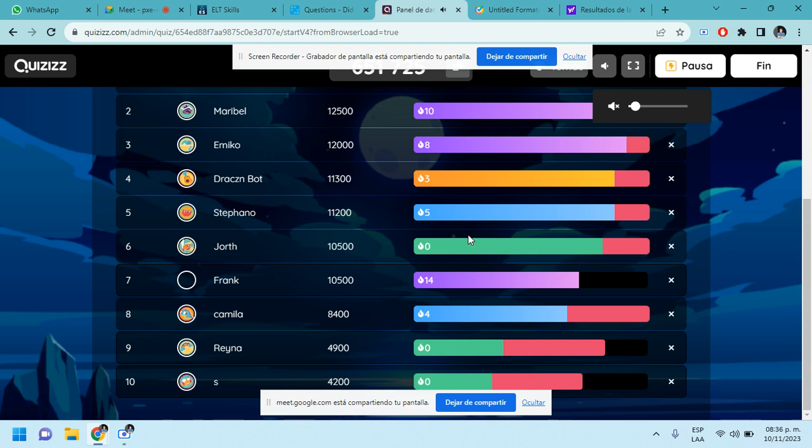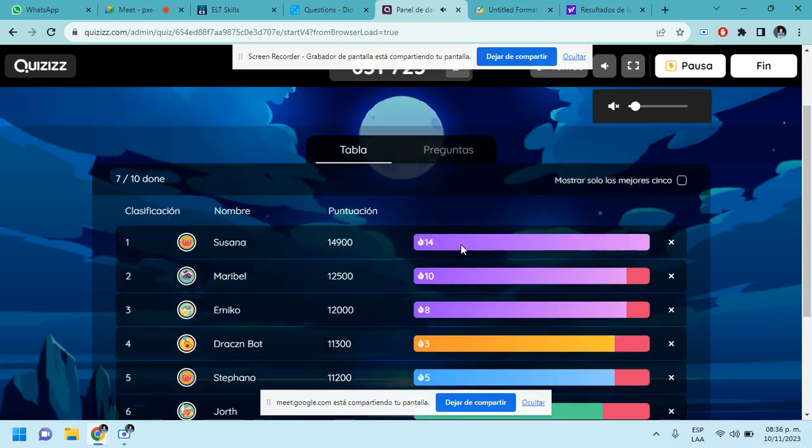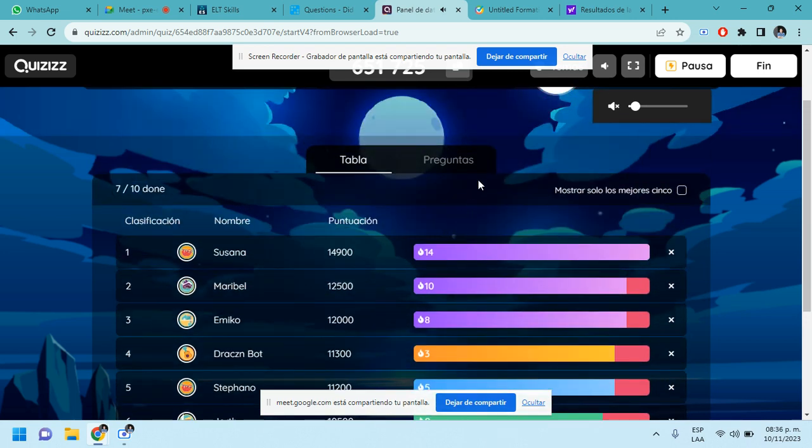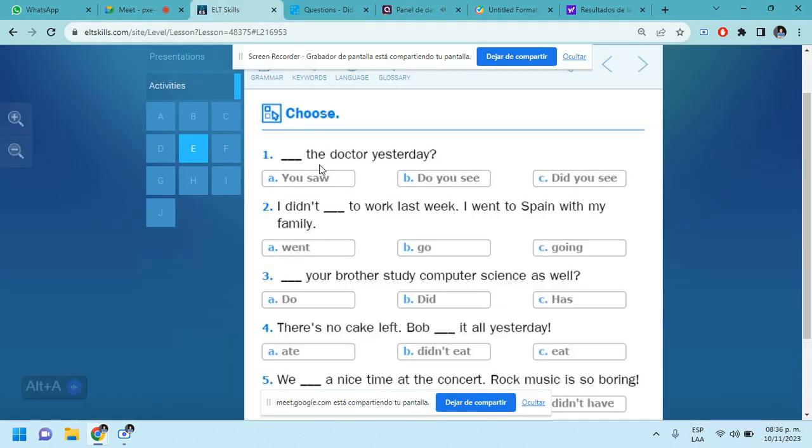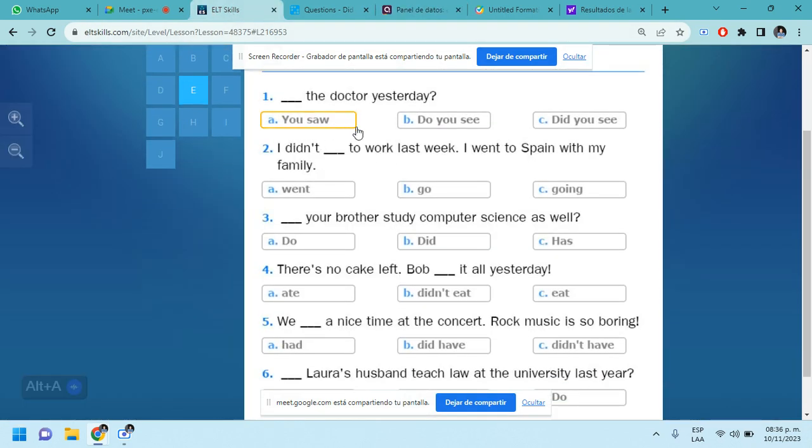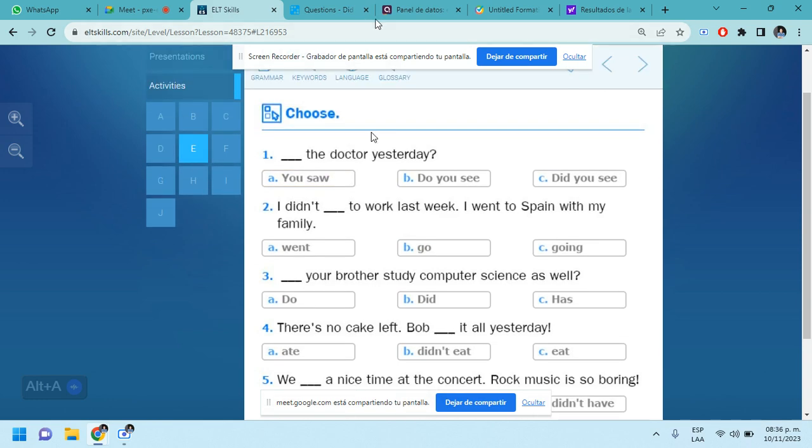Okay, my friends, 2 minutes more, okay, to finish this activity. 2 minutes more, then I am going to close this activity. For the ones who finish it, let's go please to the activity E, okay? Try to complete here. Try to answer.